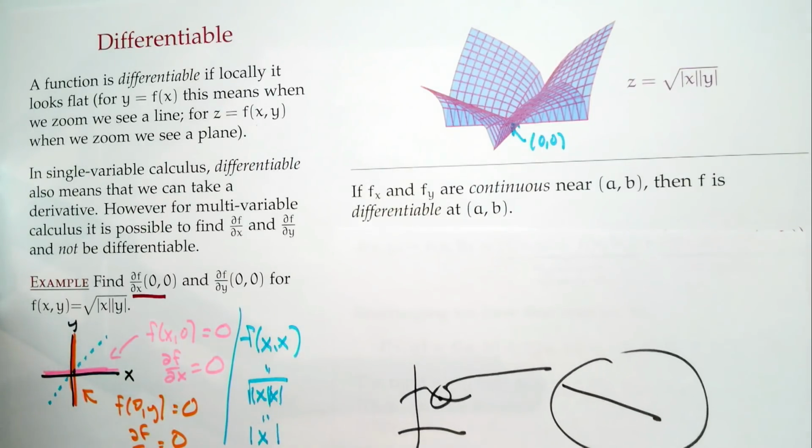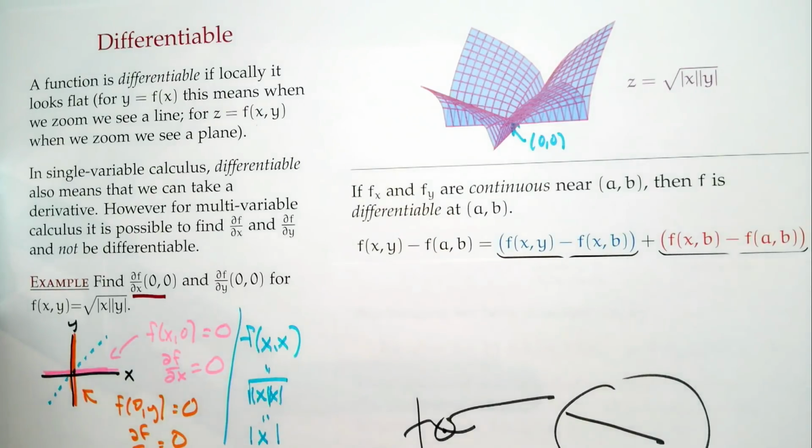Well, okay, so let's think about it. Here's the idea. I'm going to look at f of x, y minus f of a, b. What I really would like to be true is to say that f of x, y looks like a flat thing. So I want to make f of x, y look like a plane. That's my goal. Nearby the point a, b, I want it to be flat. So we're going to do a very popular trick in math, which is I'm going to add and subtract something. I'm going to add and subtract this f of x comma b. Now if I add and subtract the same thing, I haven't changed the function. It's still the same function.